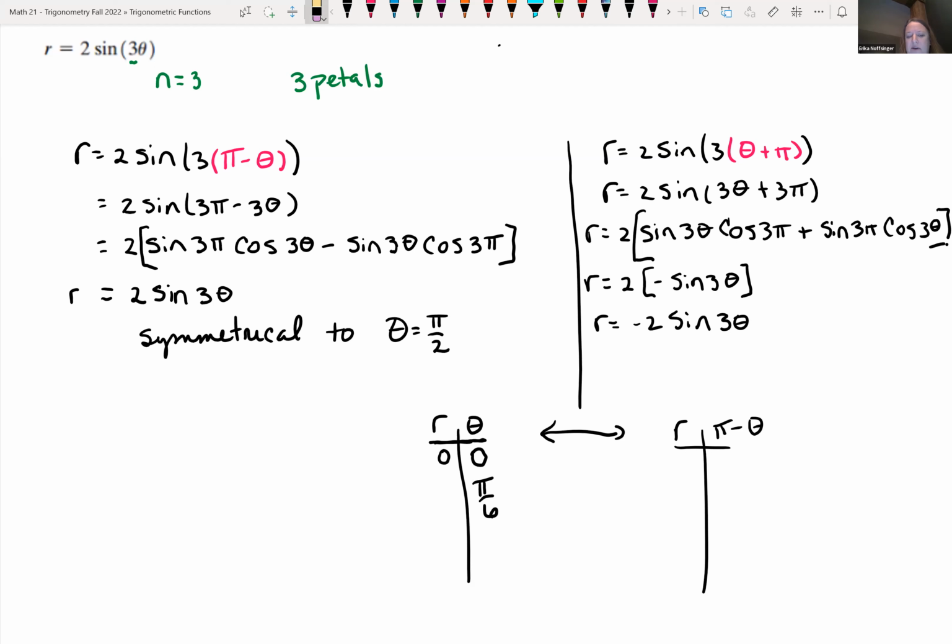Now it's going to actually give me pi halves when I plug it in. Sine of pi halves is 1, so I would have 2 times 1, which is 2. Pi minus pi sixths, so that's 5 pi sixths. I also have 2.